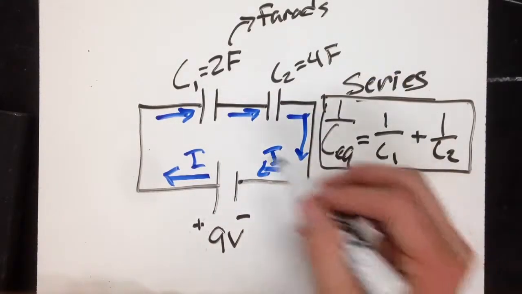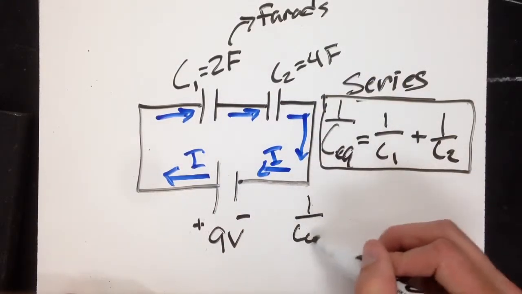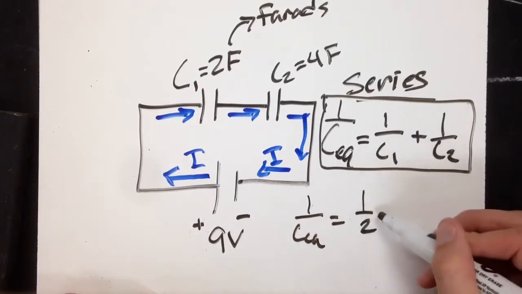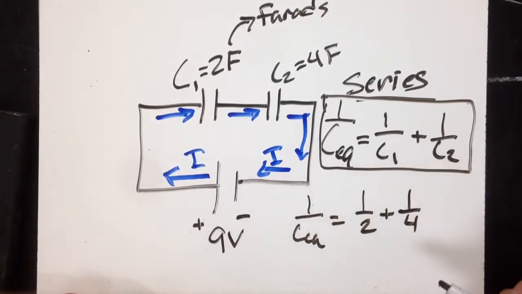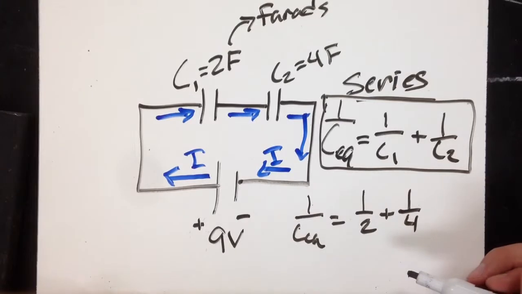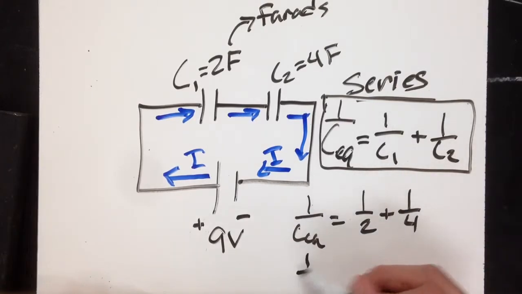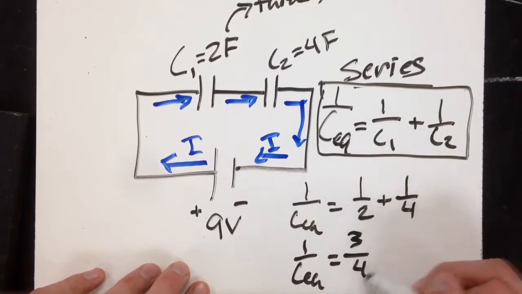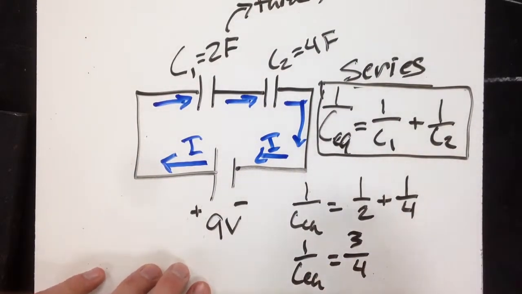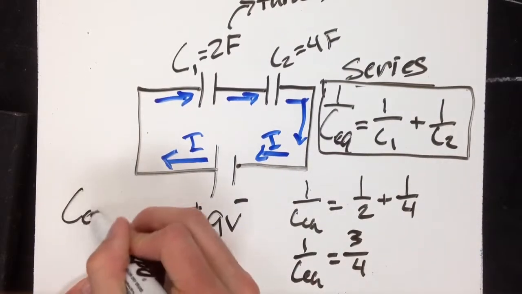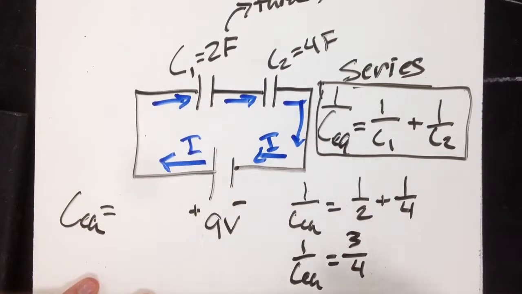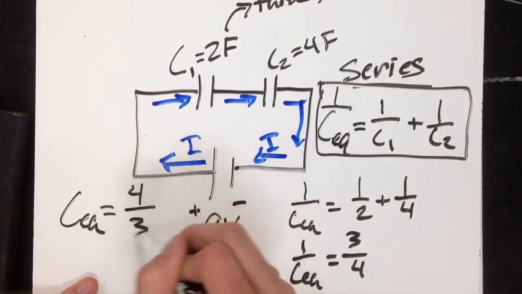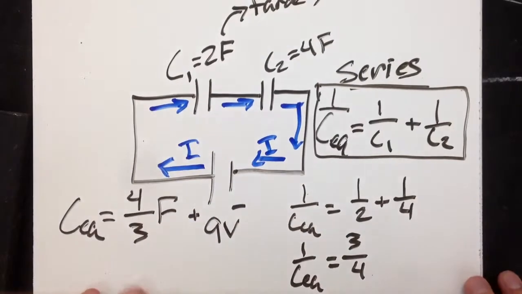So this circuit would basically be 1 over 2 plus 1 over 4. So we got 1/2 plus 1/4. Well, that's going to be 3/4 equal to my equivalent capacitance. Well, I reciprocate both sides, and my equivalent capacitance for this circuit is going to be 4 over 3 farads.